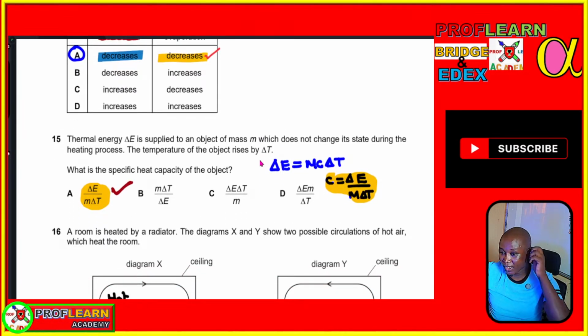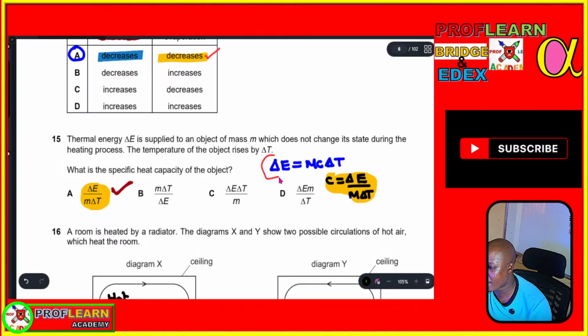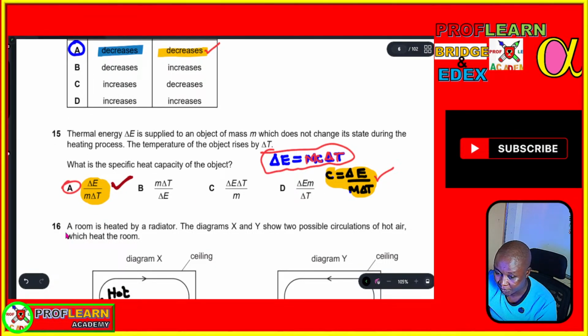Number 15, thermal energy E is supplied to an object of mass m which does not change its state during the heating process. Temperature of the object rises. So we know that thermal energy is equal to mc change in theta, where m is the mass, c is the specific heat capacity, and change in theta is the change in temperature. Then if we want to work out specific heat capacity, we shall divide both sides by m change in theta, and the answer is going to be A in that case.